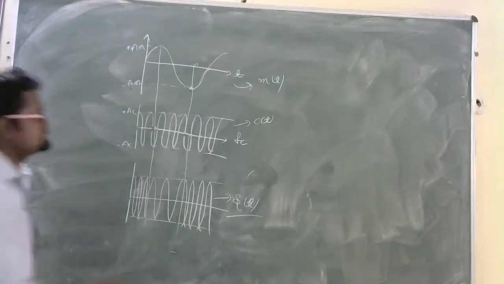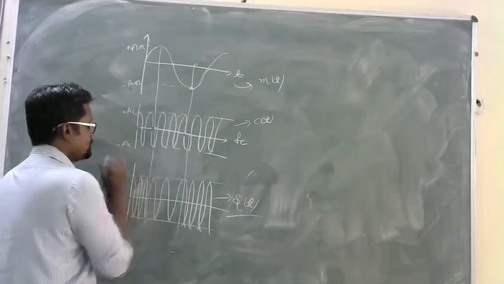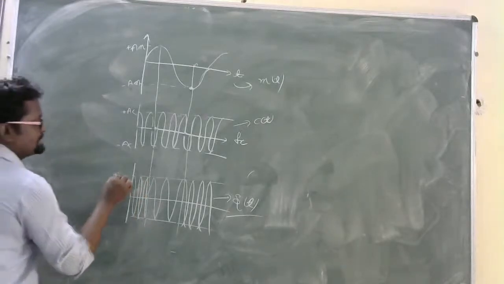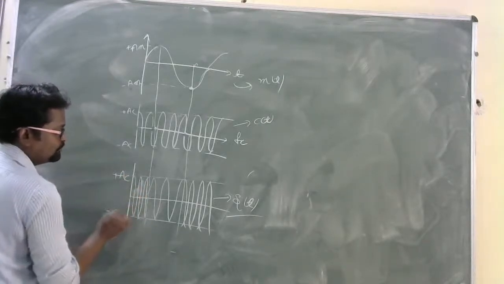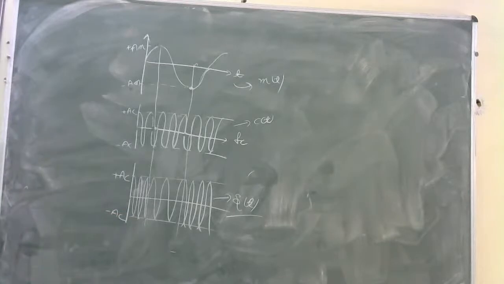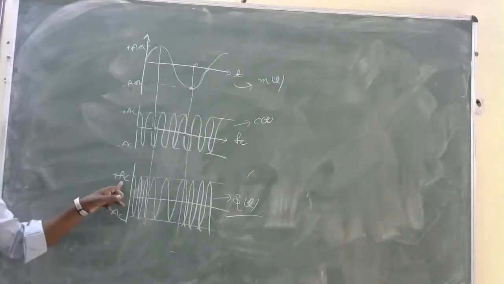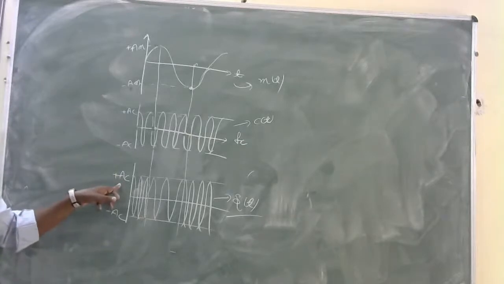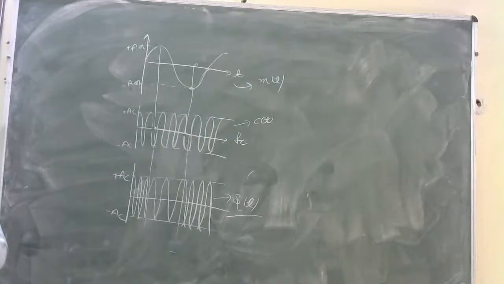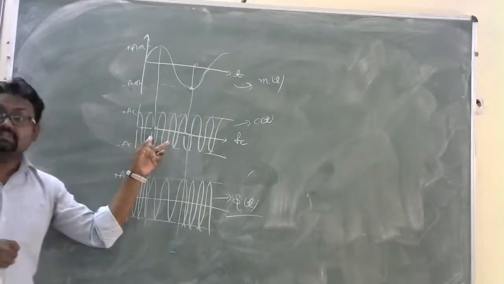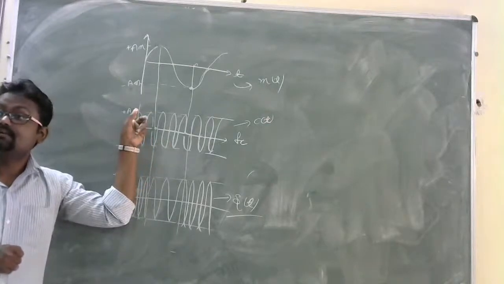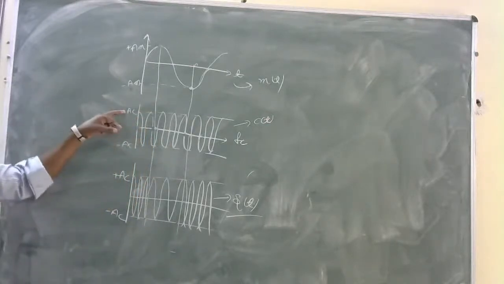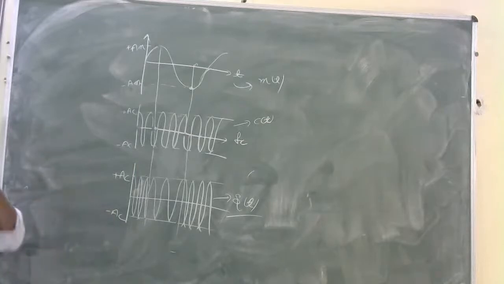Note down, this one is the modulated signal, plus AC. Why is the amplitude of the modulated signal represented by plus AC or minus AC? Sir, because it is frequency modulation. Very good. Because in the case of frequency modulation, the amplitude will be constant. That's why the amplitude will be plus AC, minus AC. Note down.